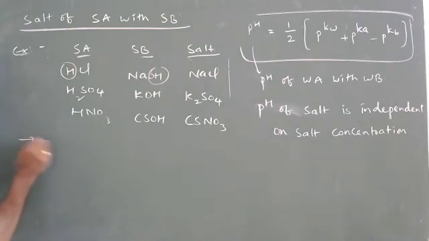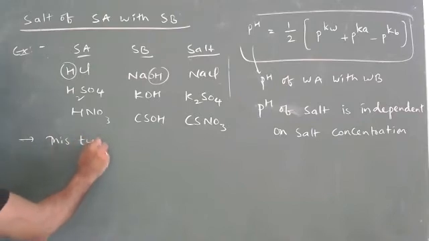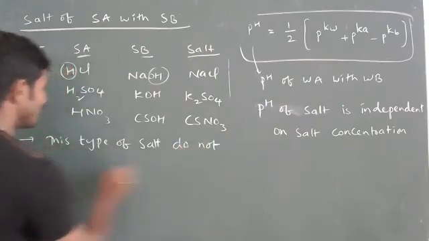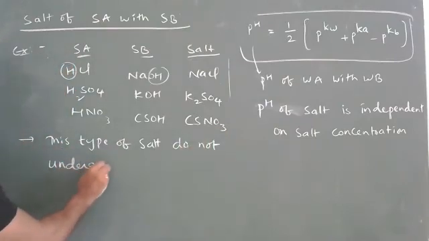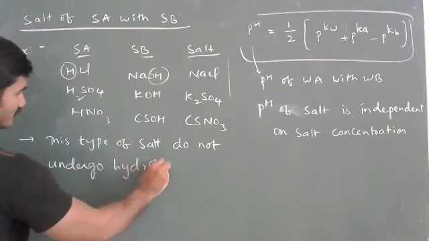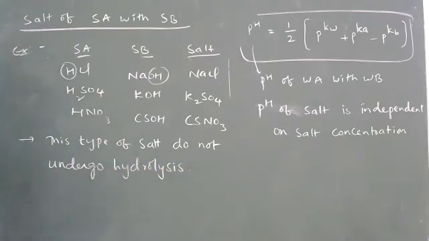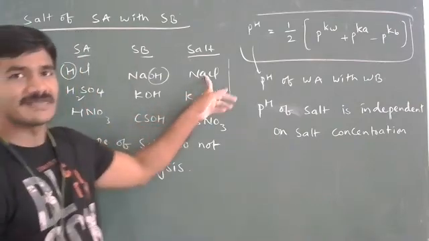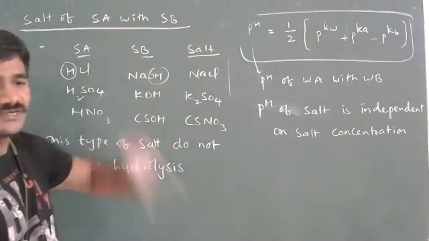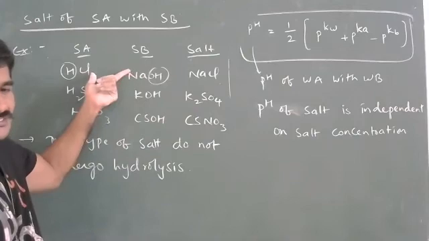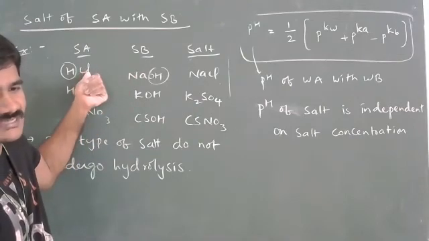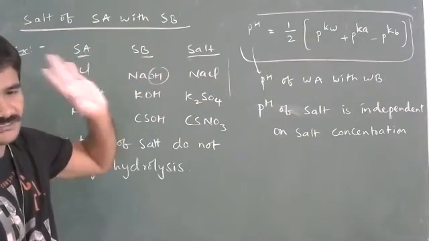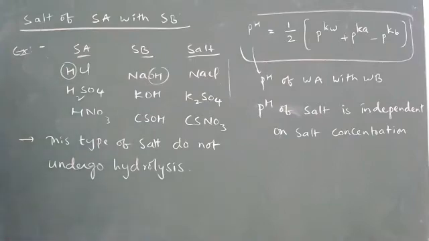So this type of salt does not undergo hydrolysis. Why does this salt not undergo hydrolysis? Because if I take NaCl, Na plus, Cl minus, both are weak species, because both are coming from strong species. So from a strong acid, after removing H plus we get a weak base. From a strong base, after removing OH minus we get a weak acid. So both are weak. That's why there is no hydrolysis.